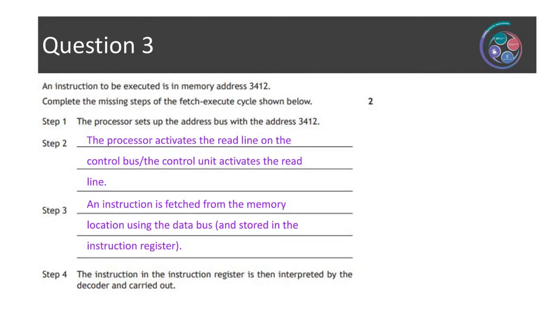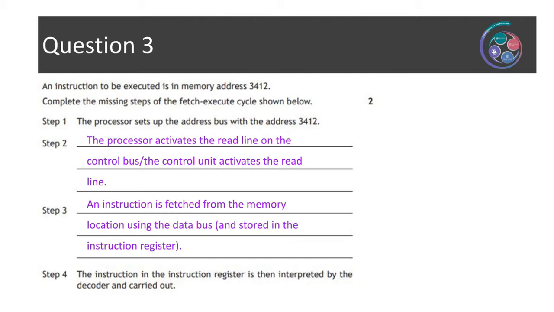Okay, so the information we'll be looking for in the 2 steps. Step 2, the processor activates the read line on the control bus, or it might be referred to as the control unit, and you could say the control unit activates the read line. I certainly prefer the terminology around a control unit activating the read line because that more accurately reflects what's happening in the computer. It is a control unit, and they are a series of lines which are activated, as opposed to buses where information is actually being sent along those wires. So just some thought there.